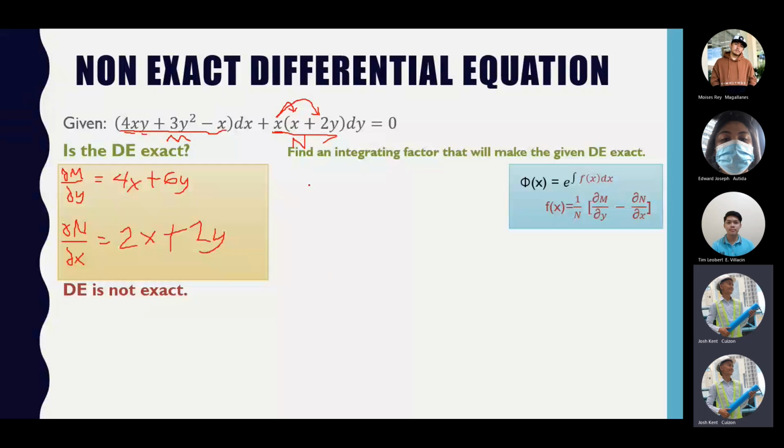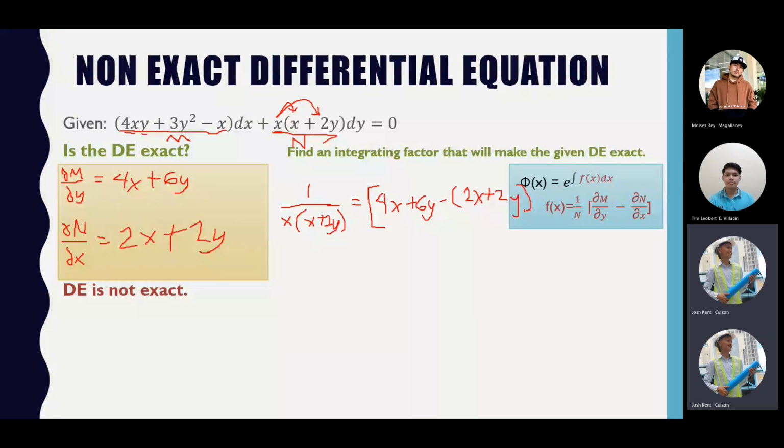So, 1 over x times x plus 2y, since that is our n, right? Times the partial derivative of m with respect to y, which is 4x plus 6y, minus the partial of n with respect to x, which is minus the parenthesis 2x plus 2y.